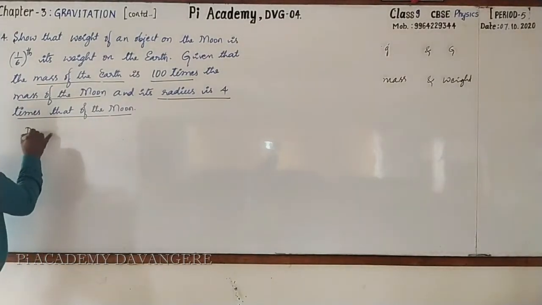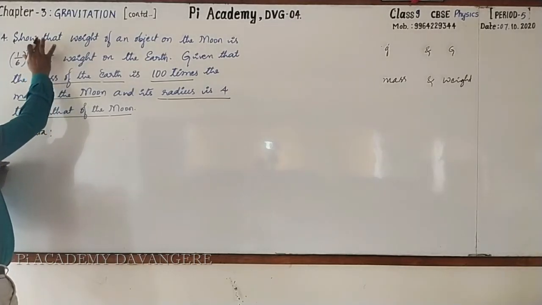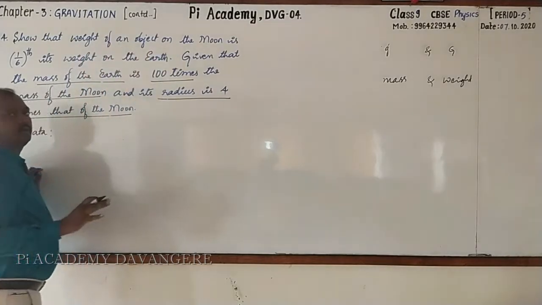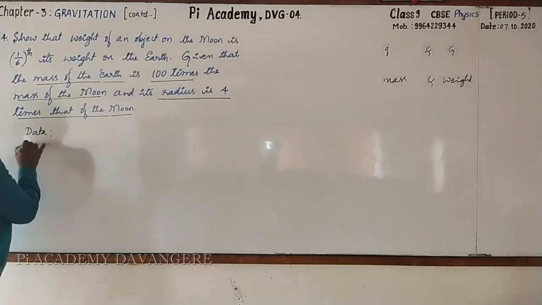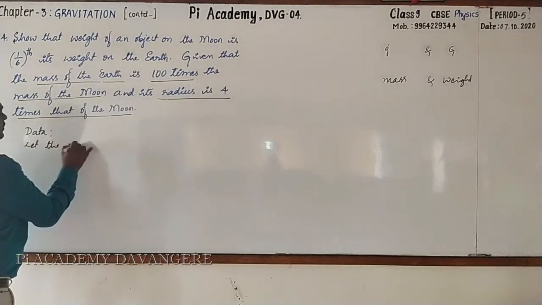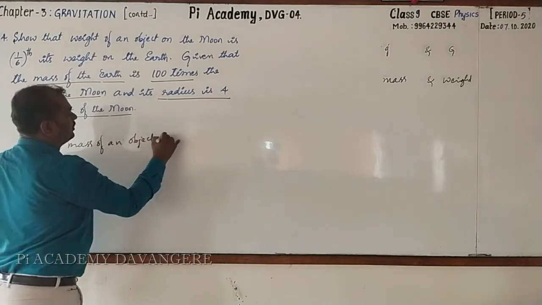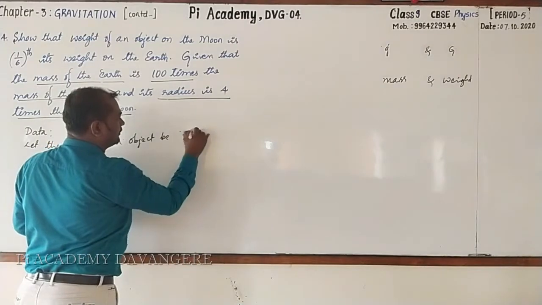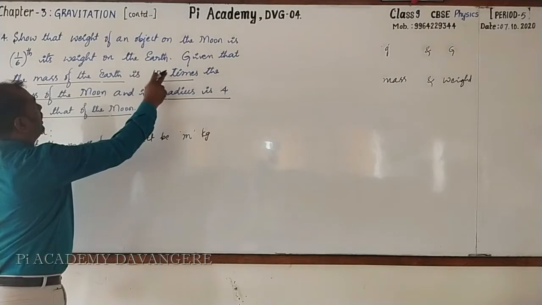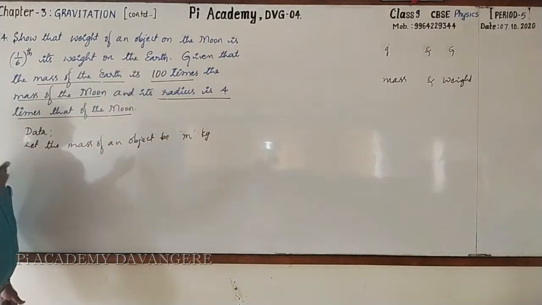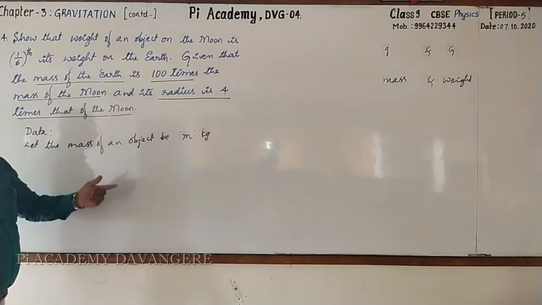Here first I'll write the data. See that. The question is, show that the weight of an object. So, its mass is unknown. Let us assume that first. Let the mass of an object be m kg. Got it? Next. Look here. Do you know the mass of the earth and the mass of the moon as well as their radii? They are unknown.